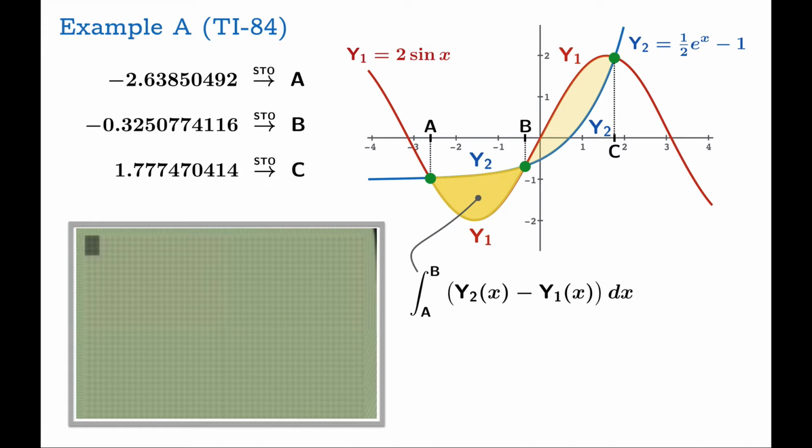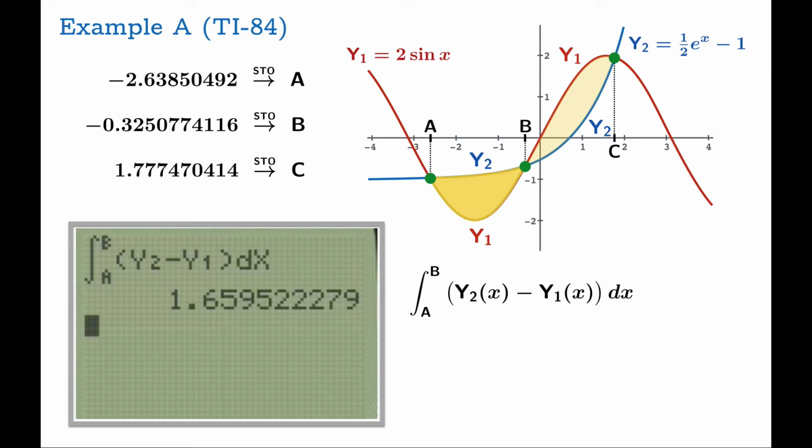So here's our first region. And we know our scheme, we need to integrate from A to B and the top minus the bottom. So this is exactly what the integral looks like. And what's nice is by using variable and function registers, we can actually write this integral as simply as it appears. So here our area of this first region is about 1.6595.